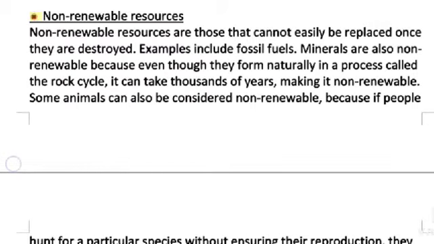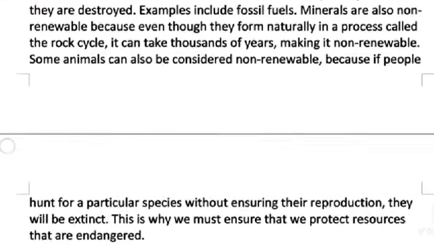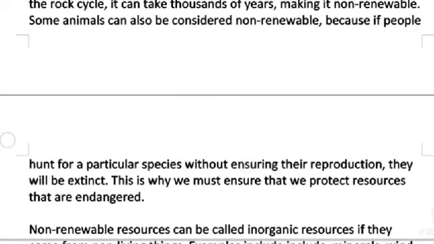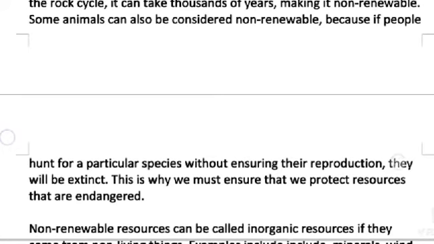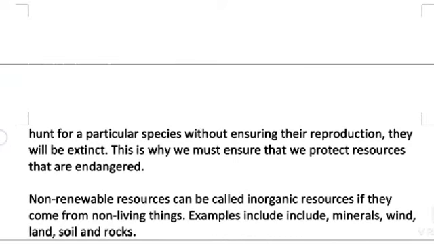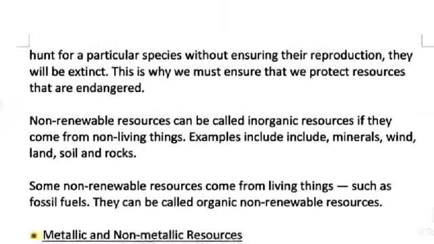Some animals can also be considered non-renewable because if people hunt a particular species without ensuring their reproduction, they will become extinct. This is why we must ensure that we protect resources that are endangered.